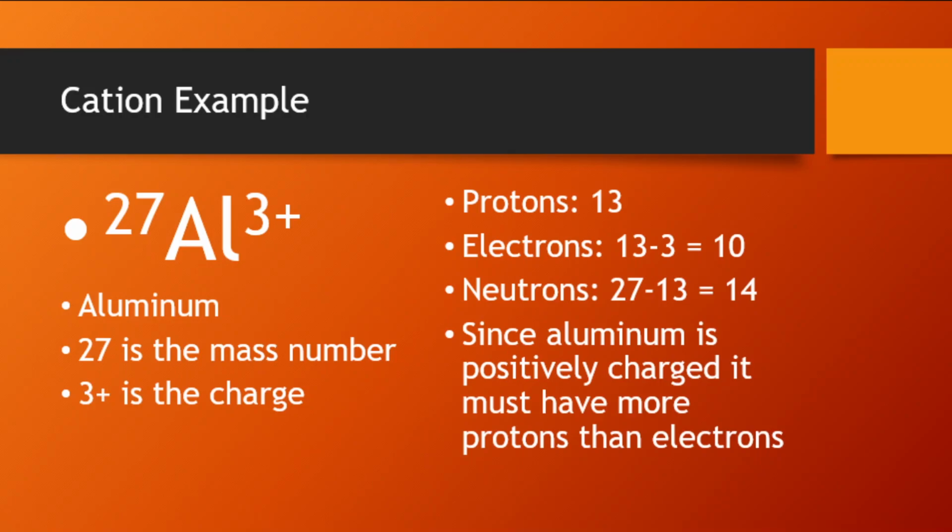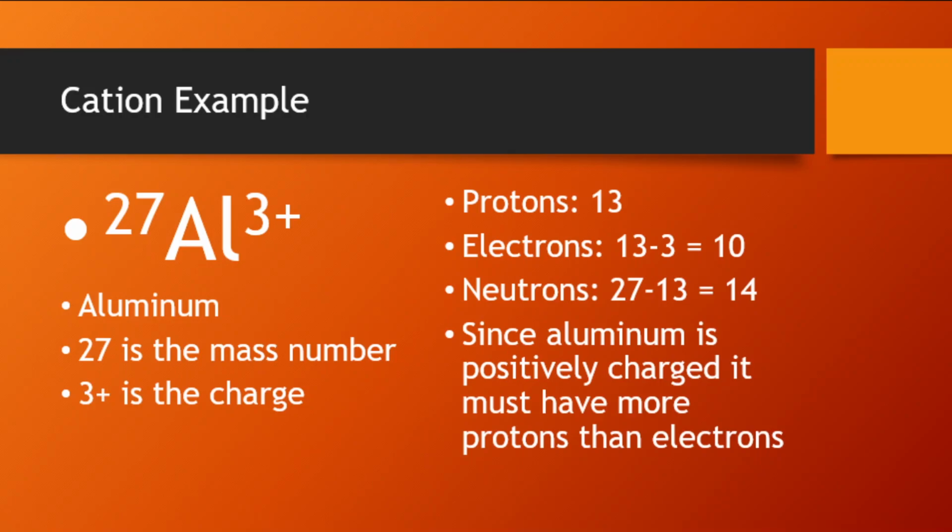That makes sense? So 13 minus 3 gives me a total of 10 electrons in my aluminum cation. And then I've shown you also the number of neutrons. You take the mass number, subtract the atomic number, and you get 14 for the number of neutrons in this cation of aluminum. Now, just as a recap, since aluminum is positively charged, it must have more protons than electrons, okay?